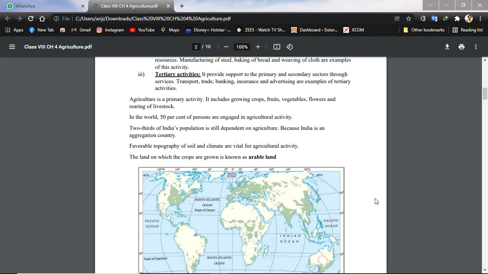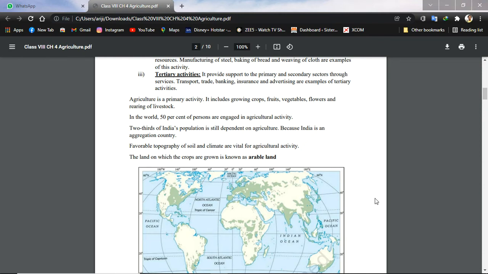So here we find that agriculture is a primary activity, and it includes the growing of crops, fruits, vegetables, flowers, and the rearing of livestock. In the world, 50% of the people are engaged in agricultural activity. Two-thirds of the Indian population still depends on agriculture, because India is an agricultural country. Favorable topography, soil and climate are vital for agricultural activity.